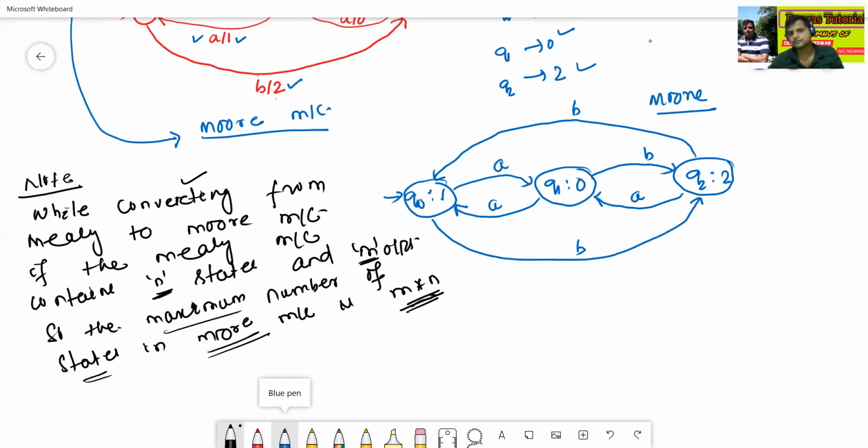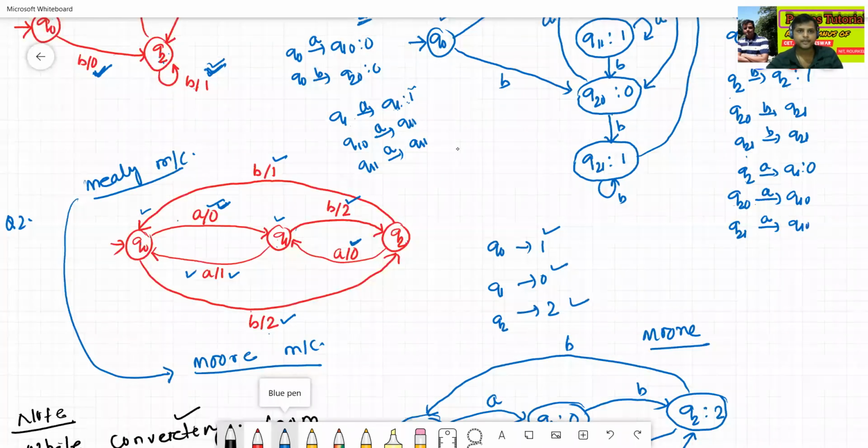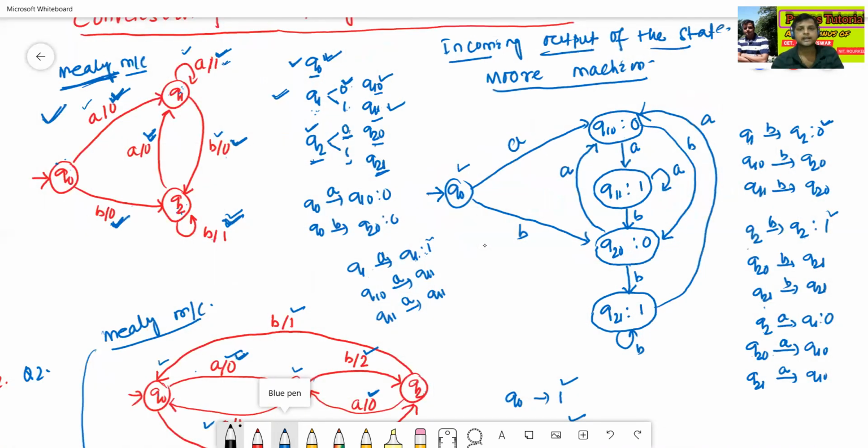So in the upper case, the first question we'll see. How many states in the Mealy machine? The number of states here is 3, but how many outputs? Here 0 and 1. There are 2 outputs, so m equal to 2. So in case of the Moore machine, how many maximum number of states will be required? Maximum number of states means m cross n. m cross n means what? 3 into 2 equal to 6.